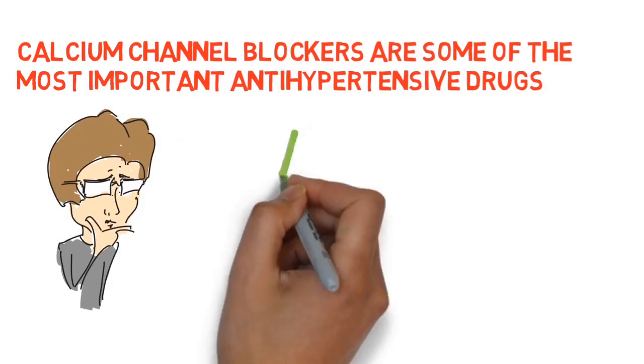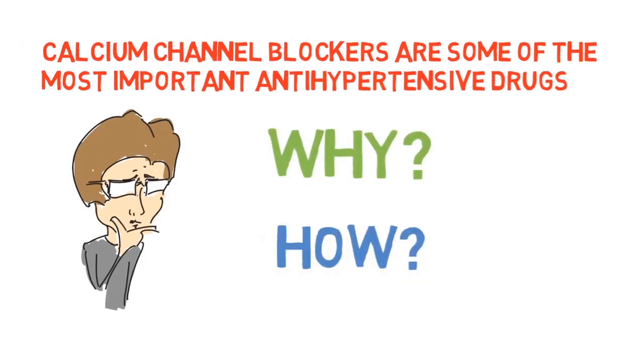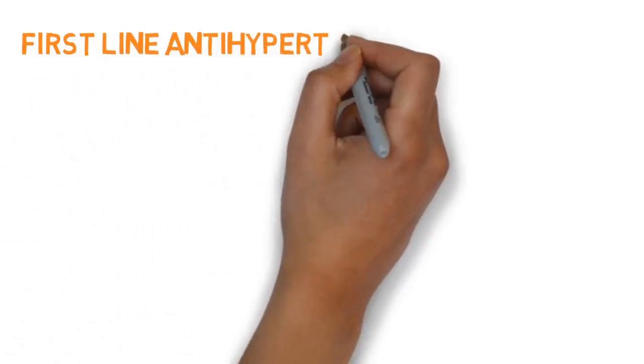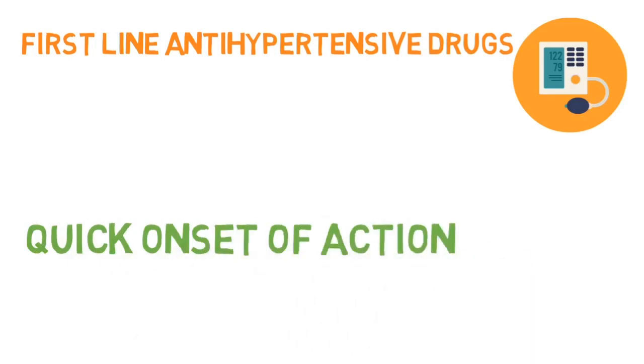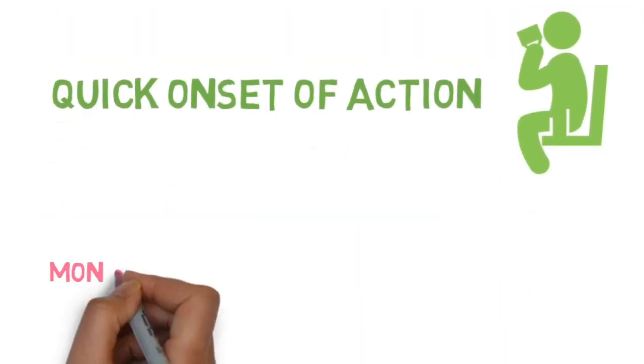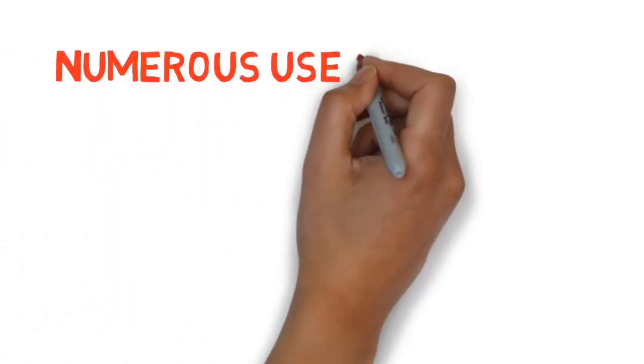Why are they important and how do they work? This is what we're going to discuss in this episode of Billboard. Calcium channel blockers are the first-line antihypertensive drugs. Their onset of action is quick due to the rapid oral absorption. Monotherapy with calcium channel blockers is effective in 50% of hypertensive patients. The uses of these drugs are numerous.